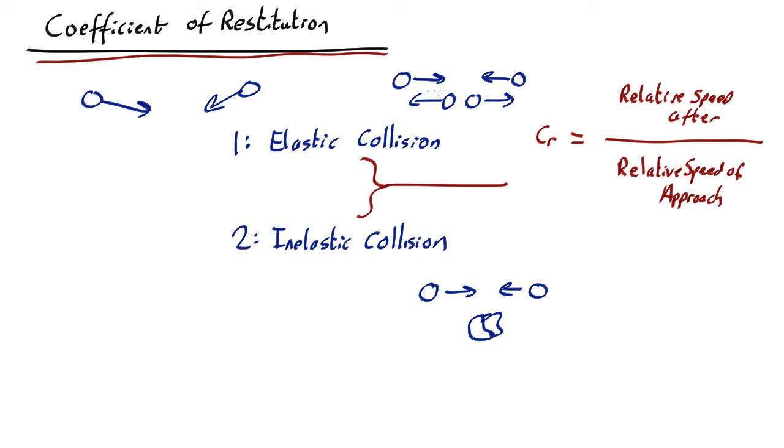So for an elastic collision, the speed at which they go after the collision is the same as before, so CR equals 1. In a maximally inelastic collision, the speed afterwards is 0, the relative speed before is whatever it is, so CR equals 0. And somewhere in between, CR will be less than 1 and greater than 0, and that covers all intermediate stages.